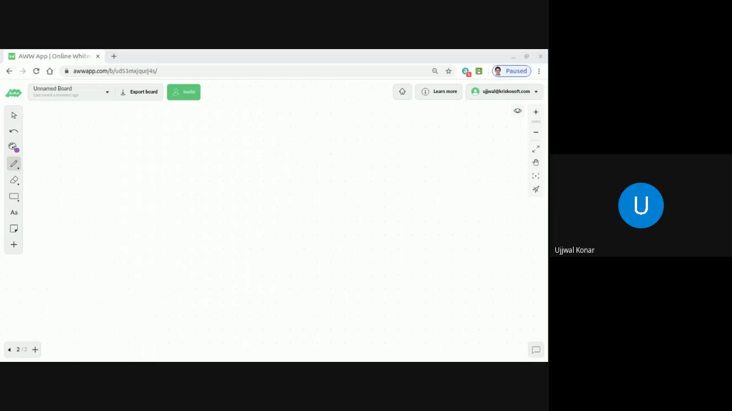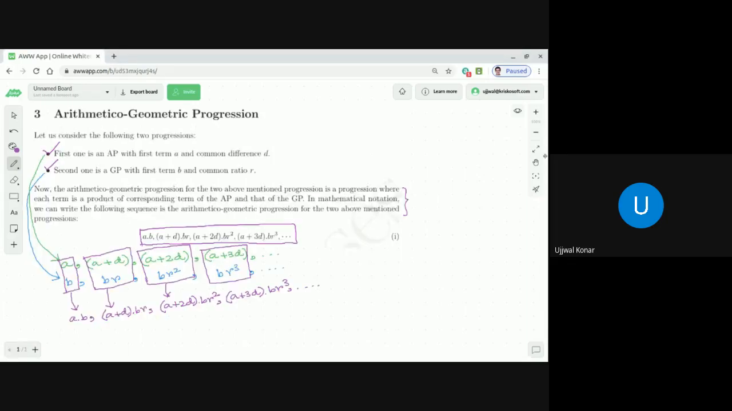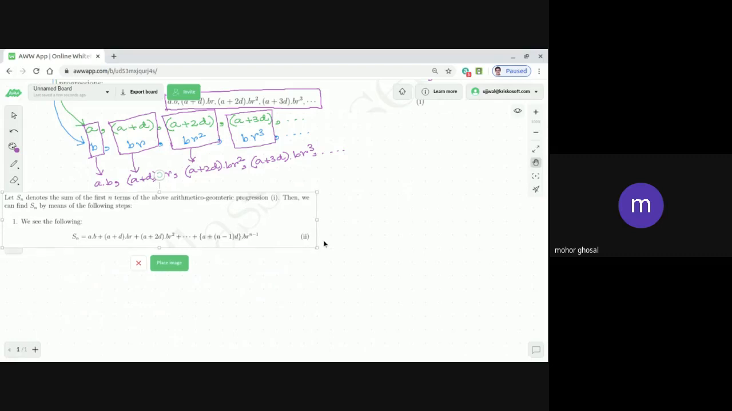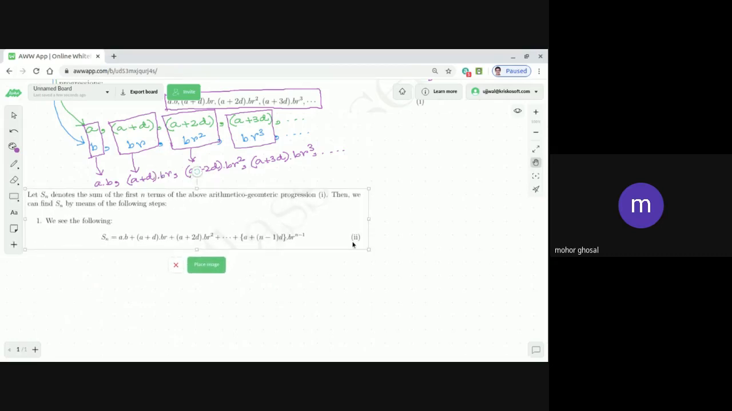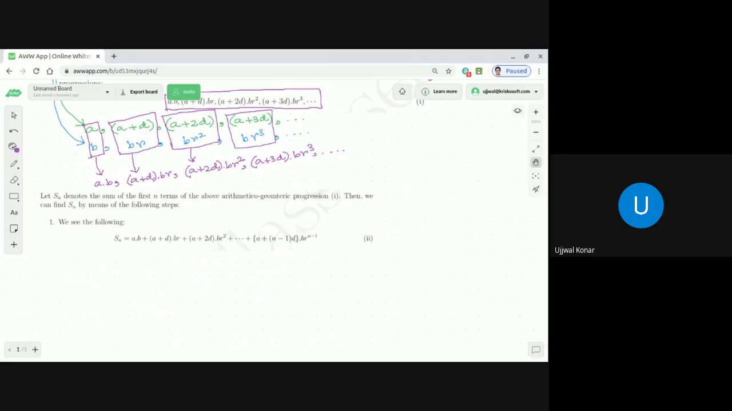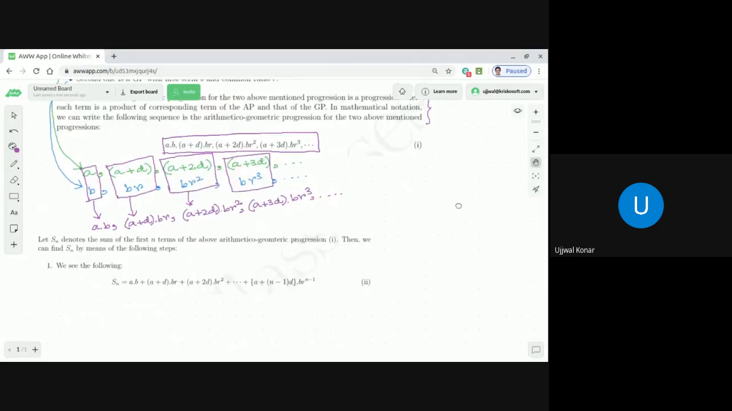Let Sn denote the sum up to the first n terms. I can do it in the same page itself. It is better to do. Let me do it here. Let me put the notes first, then we will discuss. So first, dear students, let Sn denote the sum of the first n terms of the above arithmetico-geometric progression, as we have given that equation as 1.